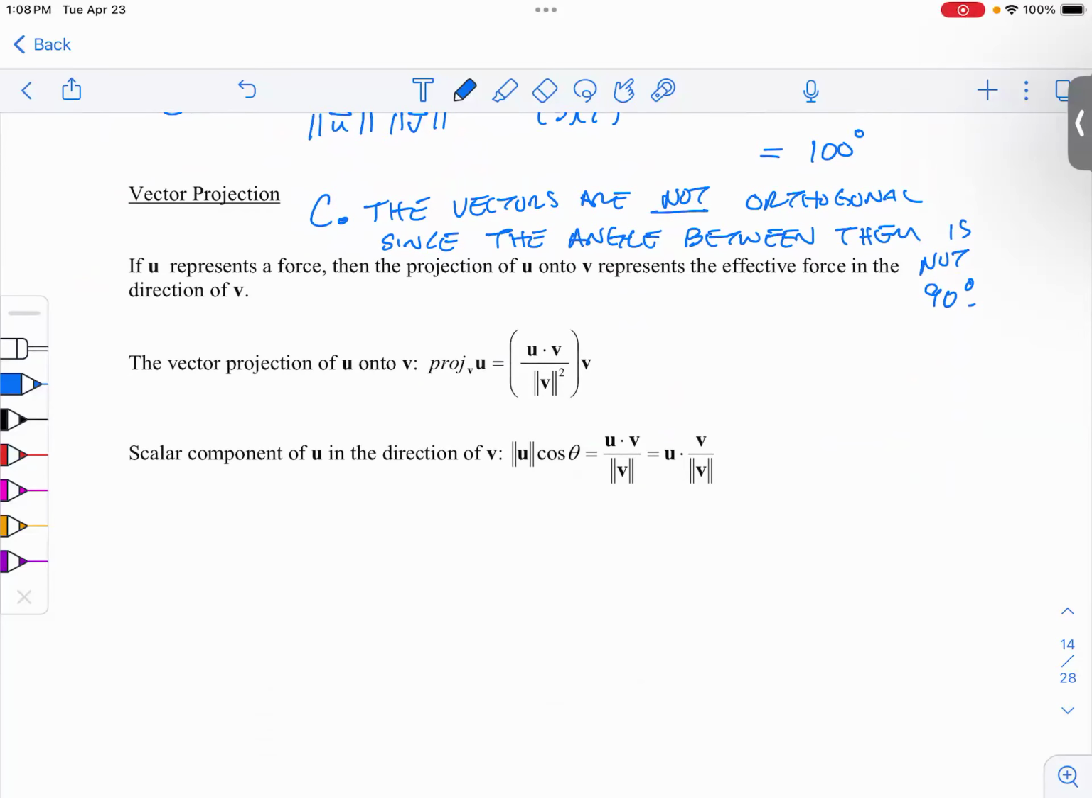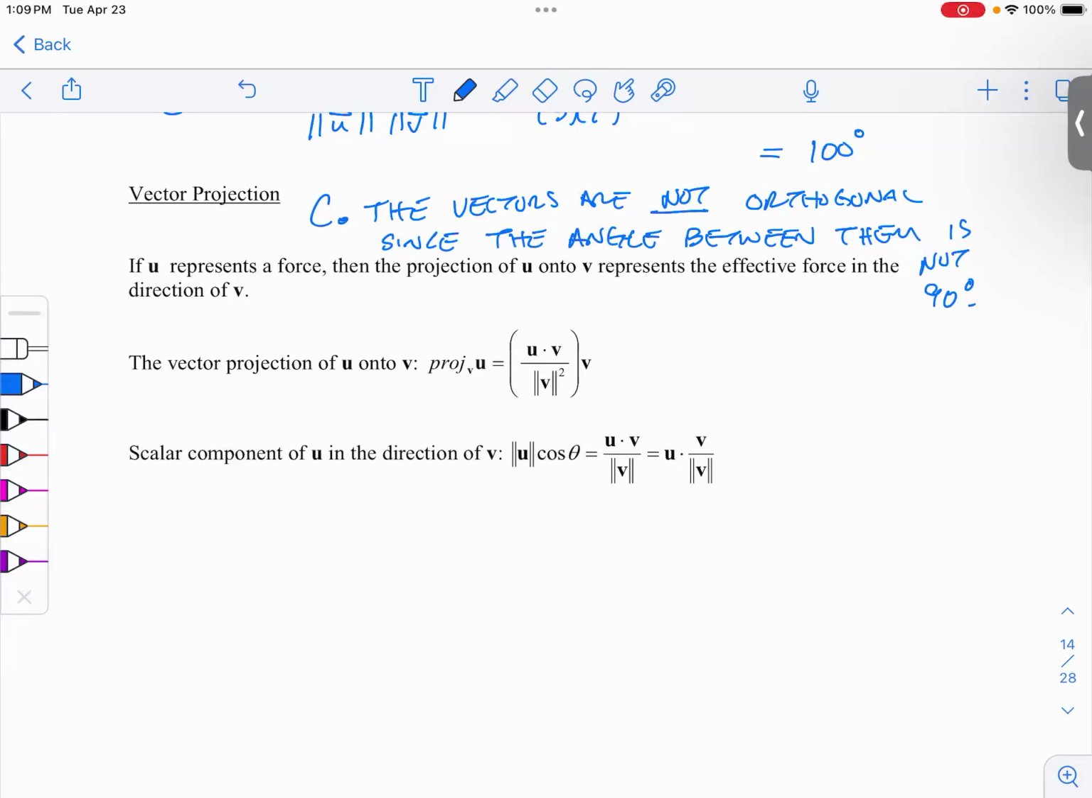Another big thing with vectors, and vectors typically represent force. So force has a magnitude and a direction. We did some of this last time. The whole idea is that when you apply a force, you apply it in a direction, because no matter how much power there is, you need to point it somewhere. So vectors represent force often. That's why you see this so much in physics.